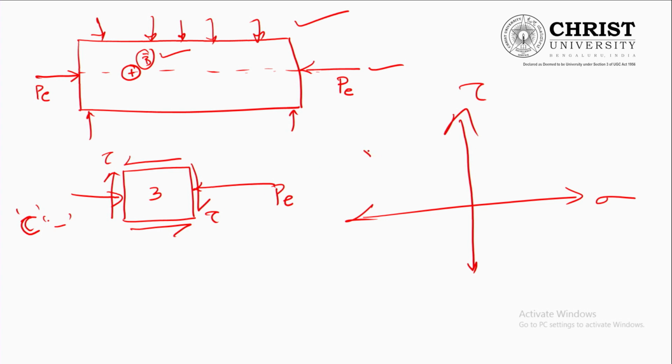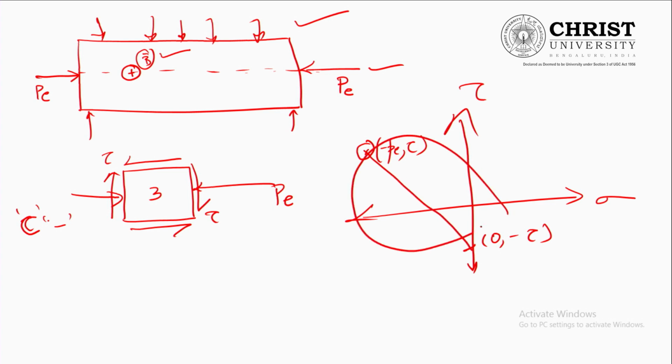So, this is our first point: minus P e comma tau. On the other face we do not have any vertical stresses, we have only shear stress, but the shear stress is negative. So it is 0 comma minus tau. You can join these 2 points and then draw the Mohr circle. You can observe that the principal tensile stress sigma 1 is reduced in nature.